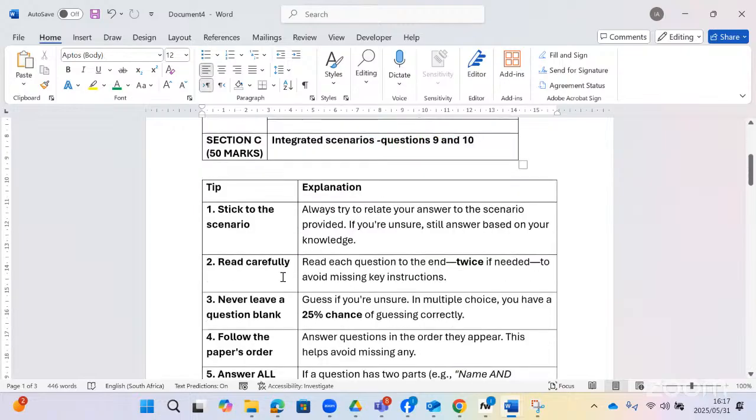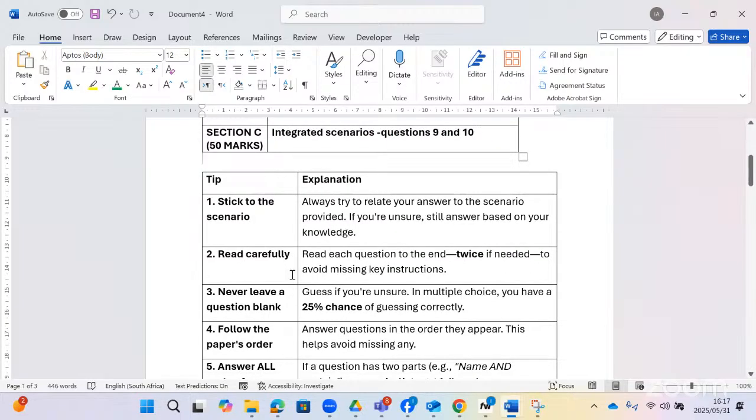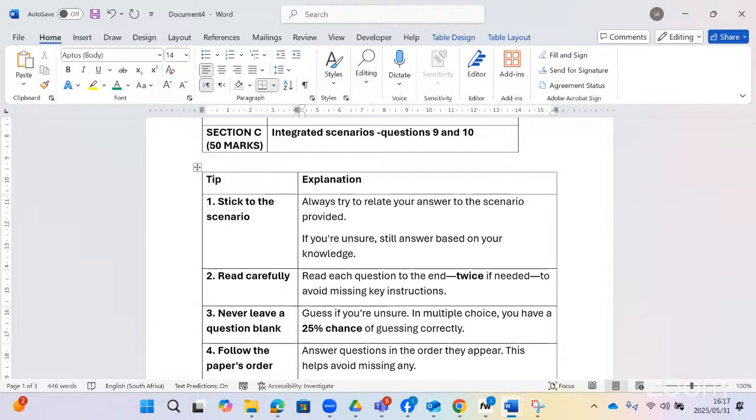Now, the tips: stick to the scenario, especially question 9 and 10. When there is a scenario, you must stick to that. Always try to relate your answer to the scenario provided. If you are unsure, you must still answer based on your knowledge.